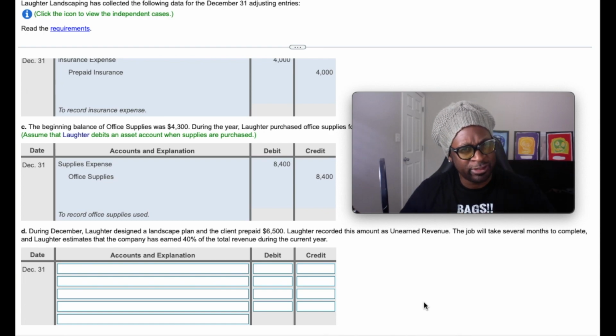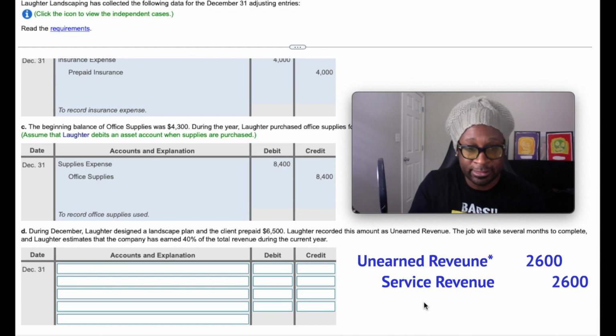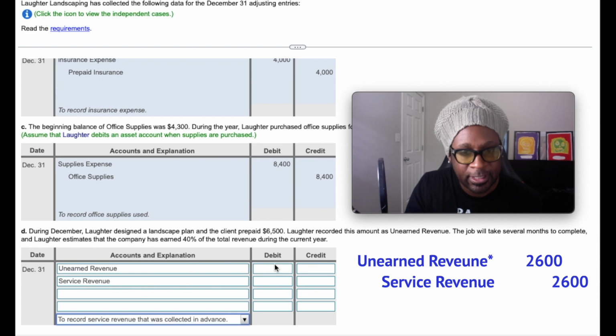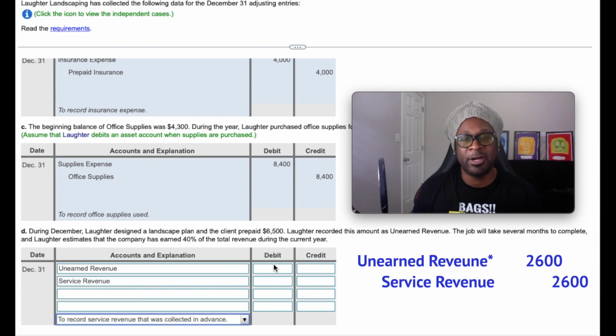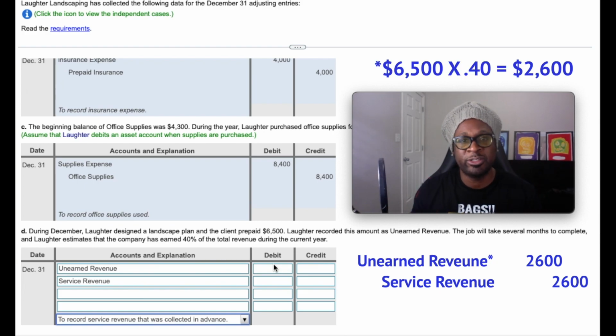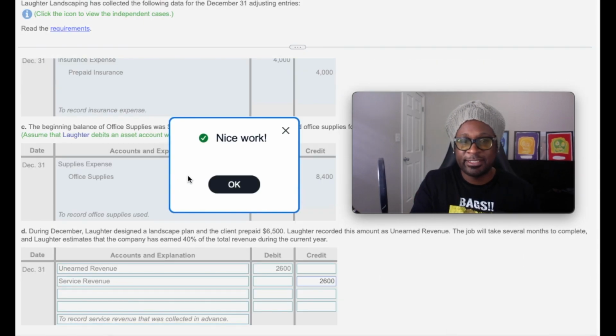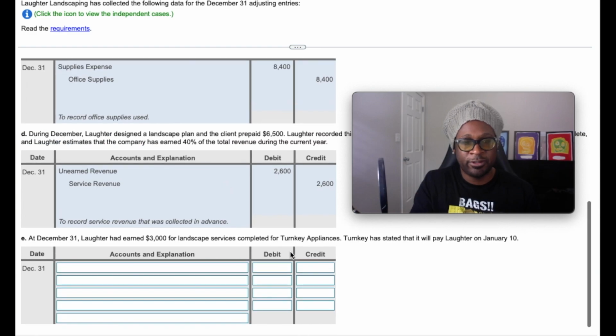So what journal transaction constitutes this? A debit to unearned revenue and a credit to service revenue. And how will we calculate the correct amount? We're going to take the total initial amount, which was $6,500, and multiply it times the 40%. And that should give us $2,600. We're going to check the answer. Nice work, gang. Moving on.